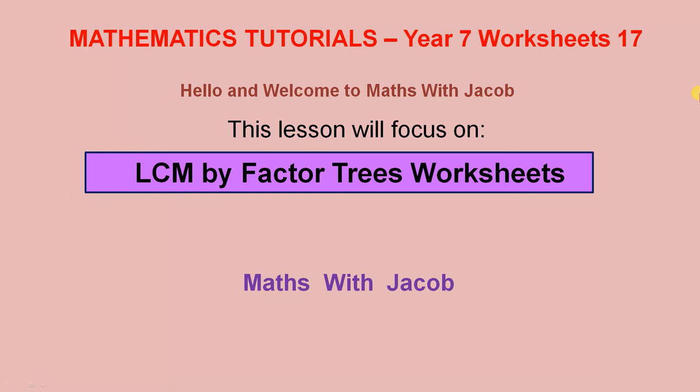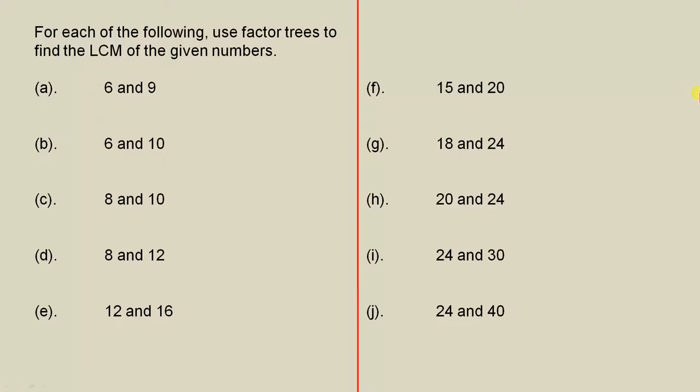This lesson will focus on LCM by factor trees worksheets. So this video presents a few worksheets where we can practice finding the lowest common multiple of two numbers by using factor trees. For each of the following, use factor trees to find the lowest common multiple of the given numbers. For the first one, we need the lowest common multiple of 6 and 9.